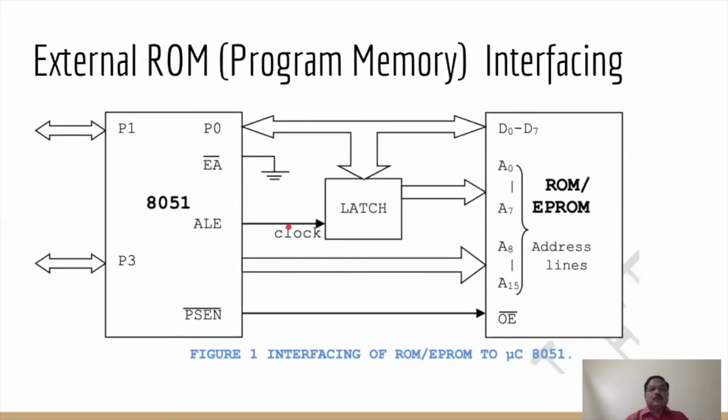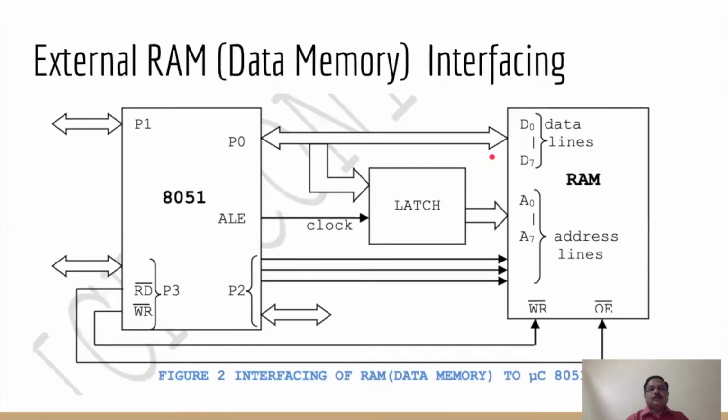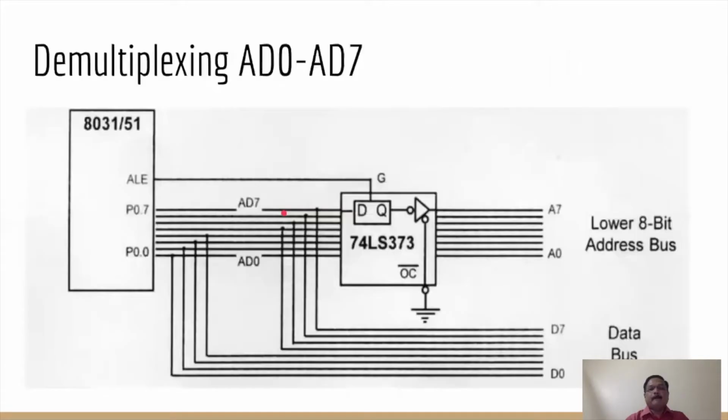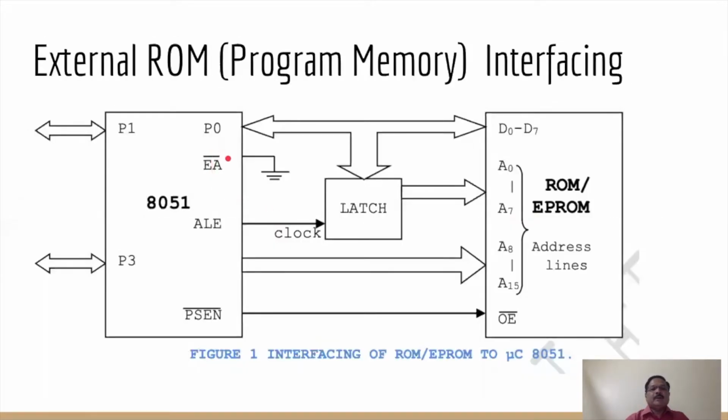One more important point you should note: since we are accessing the external program memory, you know there is internal as well as external program memory in the 8051. Whenever we connect the EA signal to ground, that means we are accessing the external memory. So that is shown here.